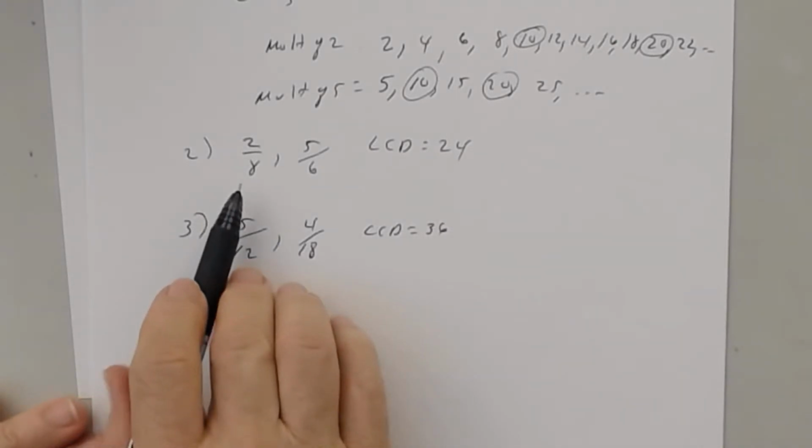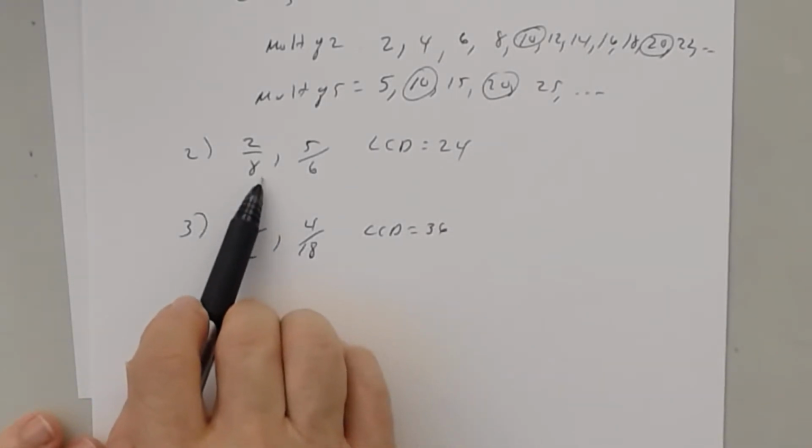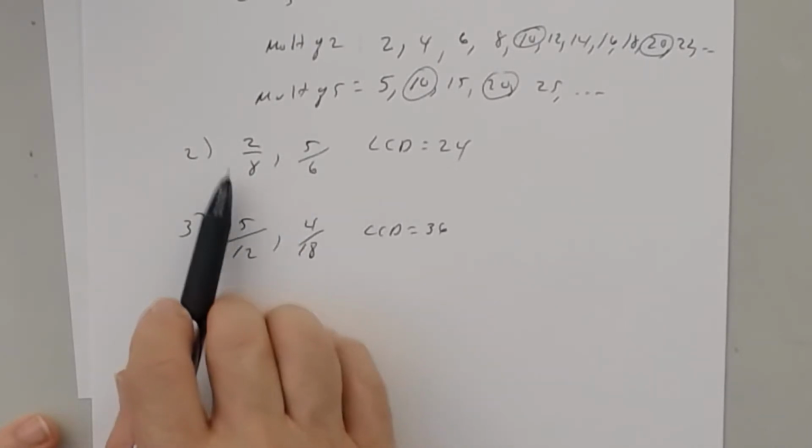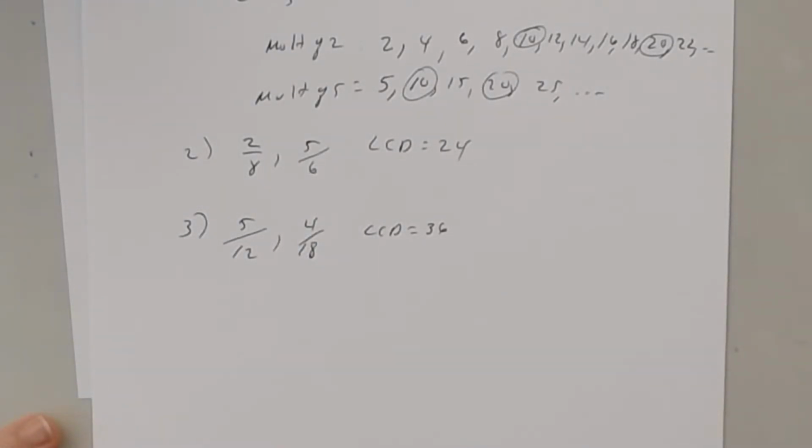We could do the same thing with number 2. What's the largest one that you see here? 8. 8 times 2 is 16. Does 6 go into 16 evenly? No. 8 times 3 is 24. Does 6 go into 24 evenly? Yeah. So 24 is what we used.